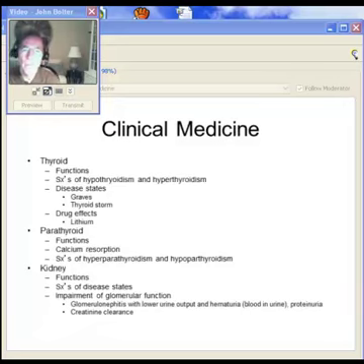Thyroid functions. So this is clinical medicine. You want to know the symptoms of hypothyroidism and hyperthyroidism. Obviously, they can be characteristic of depression and/or anxiety. What are the common disease states, like Graves versus thyroid storm, and what does lithium do to the thyroid? We'll come back to that a little bit later.